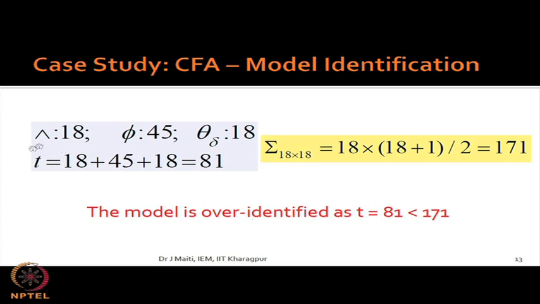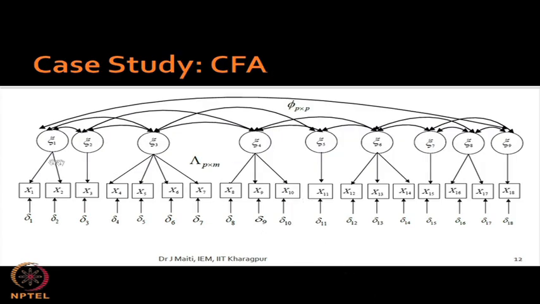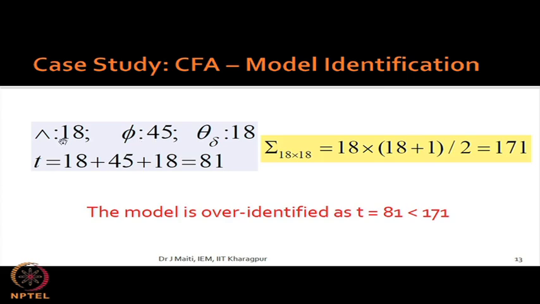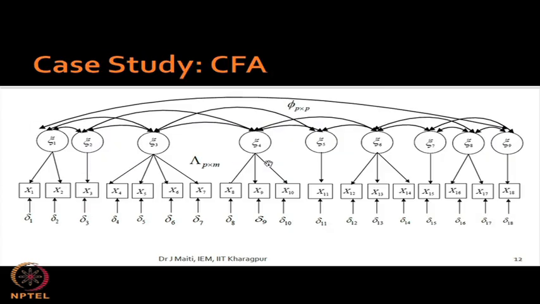You just see that lambda part, how many lambdas are there. You count 1, 2, 3, 4, 5, 6, 7, 8, 9, 10, 11, 12, 13, 14, 15, 16, 17, 18. So, 18 lambdas. So, we have written lambda 18, because others are 0.